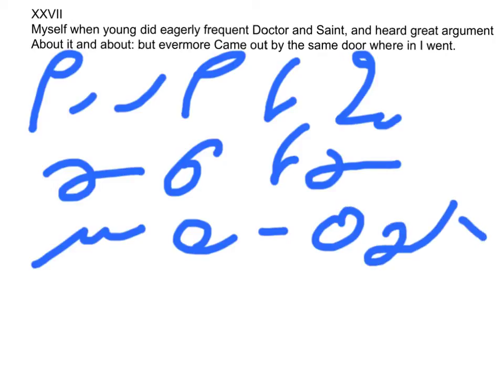AB is about it and about. BT is but. Evermore. I just wrote EVMO. KAMOU without the T. BTH. SAMDOR. AR is where. In I went.